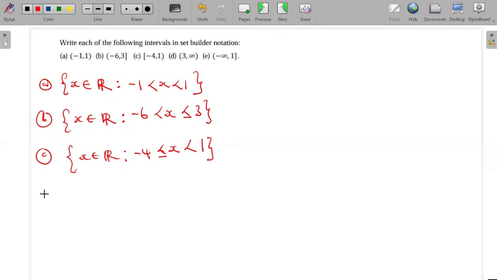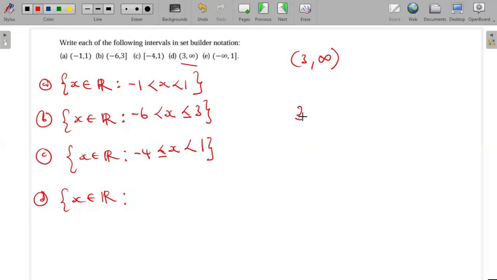So here, for this one, D, you say x is a member of the real numbers such that x is in (3, going all the way to positive infinity). Another thing I forgot to mention is that infinity is not a fixed number. You don't know what it is, because numbers continue to go forever and ever. So we don't know what this point is exactly, so you can never have a square bracket.